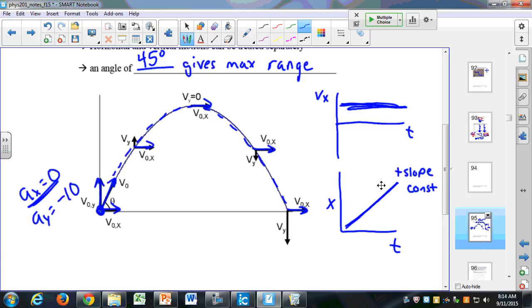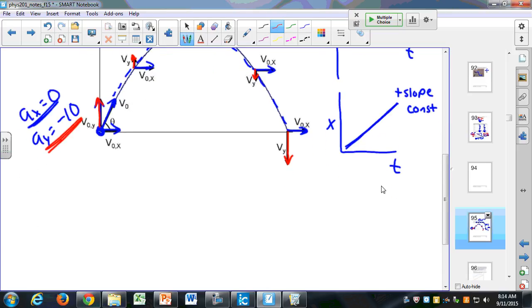Now, on the other hand, my y velocity starts out in this direction. Because it's accelerating in the negative direction, it gets smaller in magnitude. At the top, it goes to 0, and then it begins to increase again in the opposite direction. So if I were to plot Vy versus t, what would it look like? Would it have a positive, negative, or 0 slope? Remember, what does the slope of a v versus t graph give you?